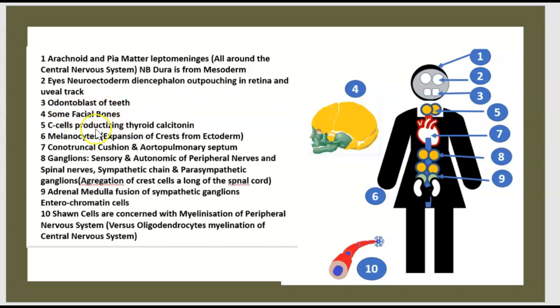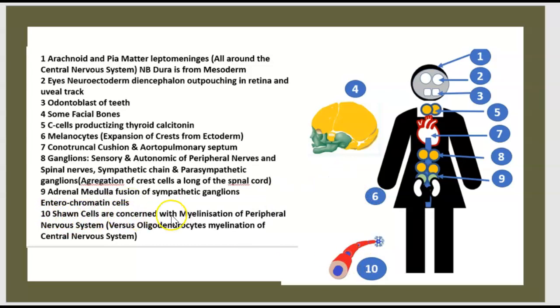5, C cells producing thyroid calcitonin. 6, melanocyte, expansion of crest from ectoderm. 7, conotruncal cushion, aorticopulmonary septum. 8, ganglion, sensory and autonomic, of peripheral nerve and spinal nerve, sympathetic chain and parasympathetic. 9, adrenal medulla, fusion of sympathetic ganglion, enterochromaffin cell. 10.